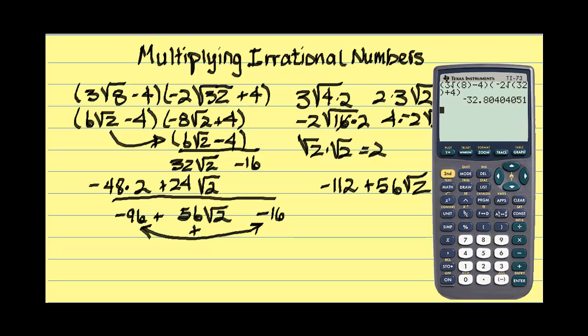So that decimal answer should be the same as the decimal answer for this one. So I'll type in a negative 112 plus 56 times the square root of 2, and if I've done it right, I should end up with the same decimal. So there we go. You see a negative 32, and then we can see all these decimals are the same.